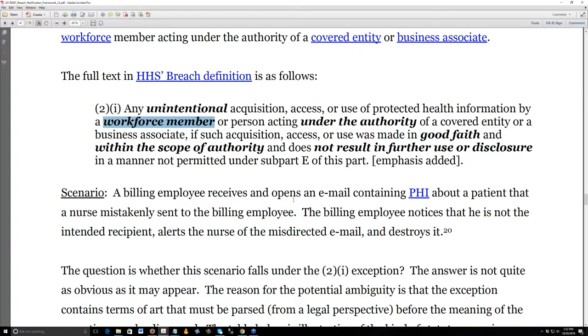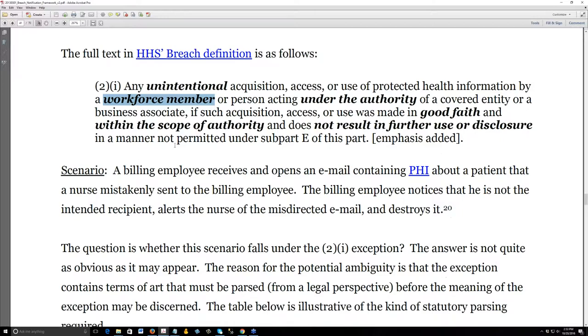This happens every day, all day, 365. If this was a breach, OCR would have to quadruple their staff. There are common sense fact patterns that these three exceptions apply to, and if your facts fall into that, with the help of counsel, you can determine whether or not an exception applies. And if an exception applies, complete the incident document and you're done, all right?